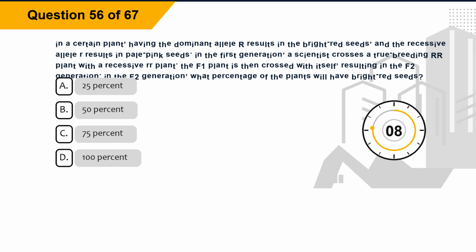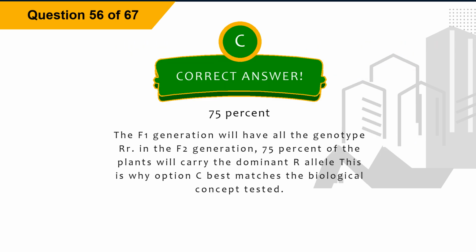Option A, 25%. Option B, 50%. Option C, 75%. Option D, 100%. The correct answer is option C, 75%. Explanation. The F1 generation will all have the heterozygous genotype. In the F2 generation, 75% of the plants will carry the dominant allele. This is why option C best matches the biological concept tested. Question 57.